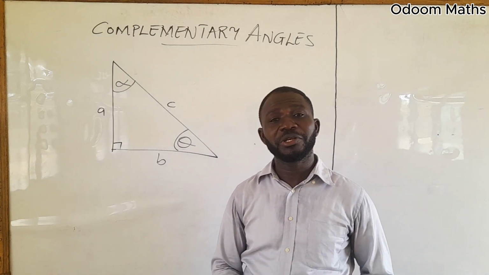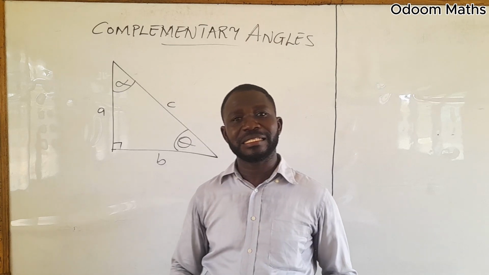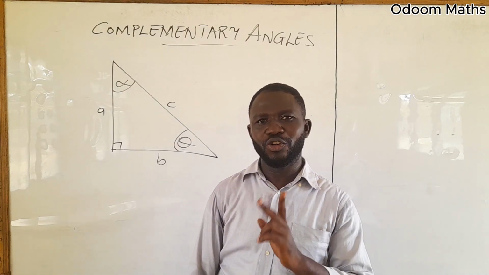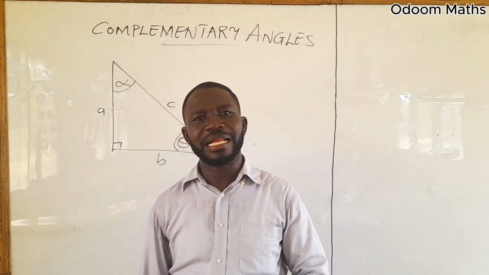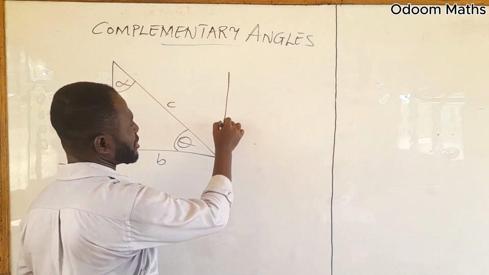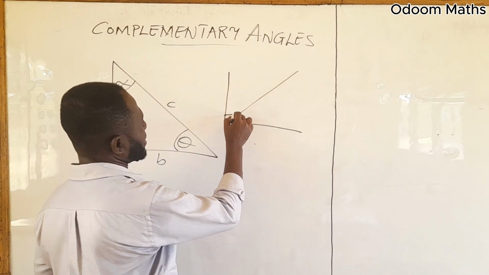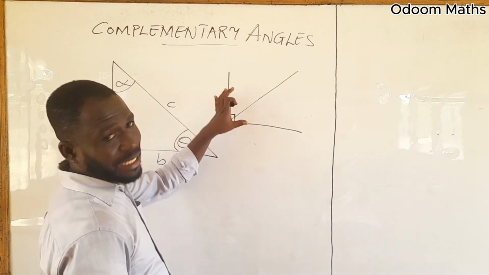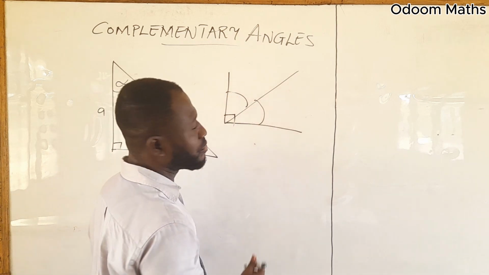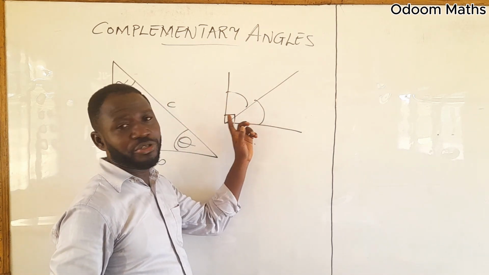Complementary angles are angles that sum up to 90 degrees. They are normally two angles that add up to 90 degrees. So if I can draw this, I can make this illustration here. If this is the 90 or right angle, let me say this angle here plus this one add up to 90, and they are complementary angles.